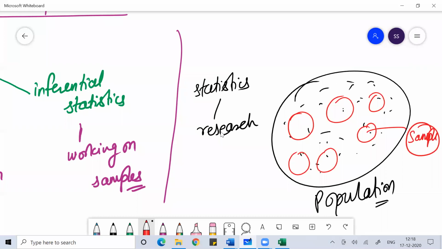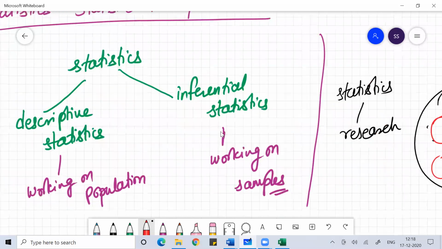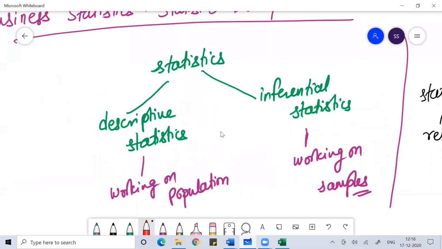So at certain times, working on the population is not feasible. At that time, what we do is work on a sample, and based upon the output we get from the sample, we try to understand the complete population. That form of doing research is called inferential statistics. Descriptive statistics is all about working on the population.